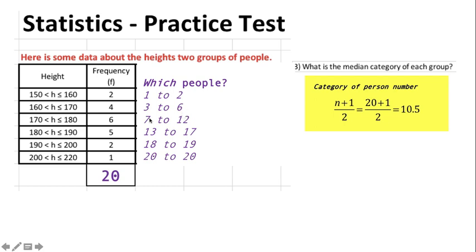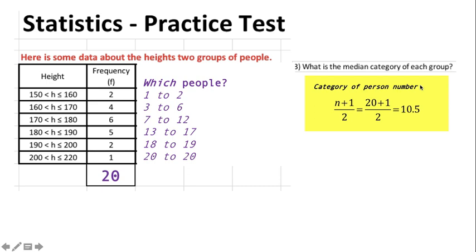That means that the next group's got to start with person number 7, and it's got 6 people in it, so the previous end of 6 plus an extra 6 makes 12. And then the next group's got to start with person 13, and then it's got 5 people in it, so the previous end of 12 plus an extra 5 means that group ends with person number 17, and so on. And then you should get the last group, person number 20 to person number 20, because it's one person on its own, and then the whole thing adds up to 20 because there's 20 people.